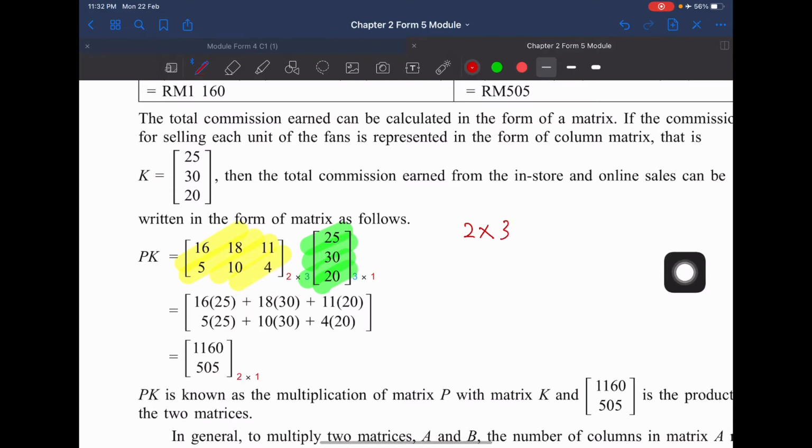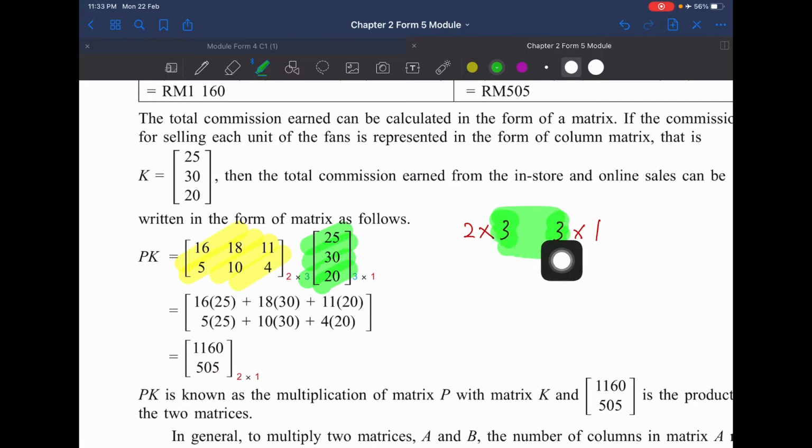Okay, and then you have the second one. How many rows? 1, 2, 3. 3 by how many columns? 1. Before you multiply any matrix, you need to check its dimension or sizes. Over here you will see we have the same number, 3 and 3. In order to multiply two matrices, this middle number must be the same.